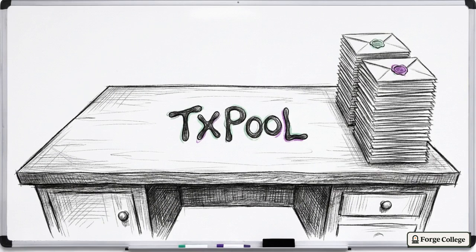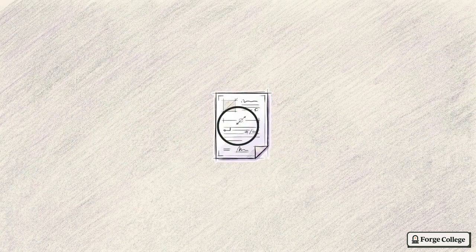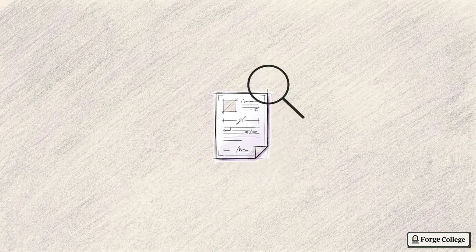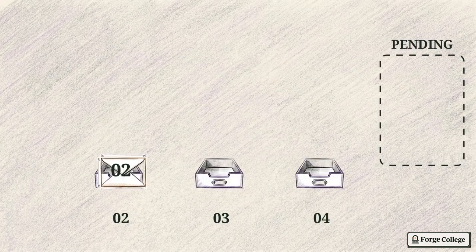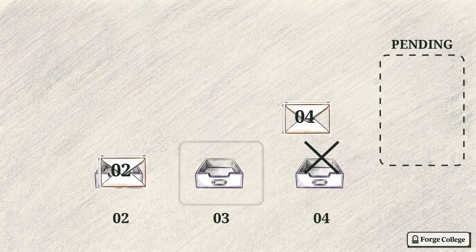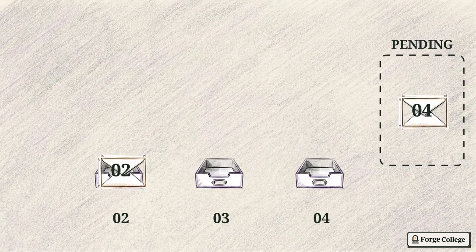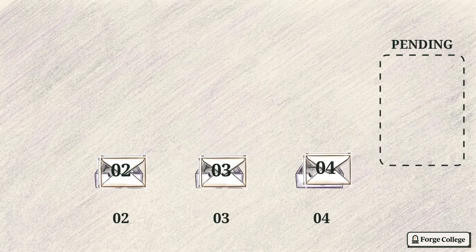In technical terms, this is the transaction pool, or TX pool. Here, the TX pool actually opens the envelopes. It checks the digital signatures to make sure they're valid, and it reads the sequence number, called the nonce, stamped on each form. The receptionist is a strict stickler for order. If application number 4 arrives, but the node hasn't seen application number 3 yet, the TX pool puts number 4 in a pending tray. It sits there, paused, until number 3 finally shows up.